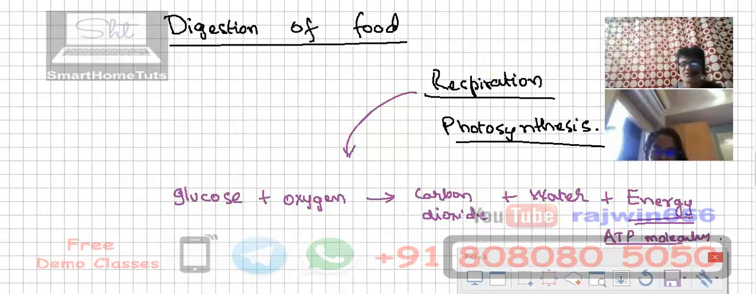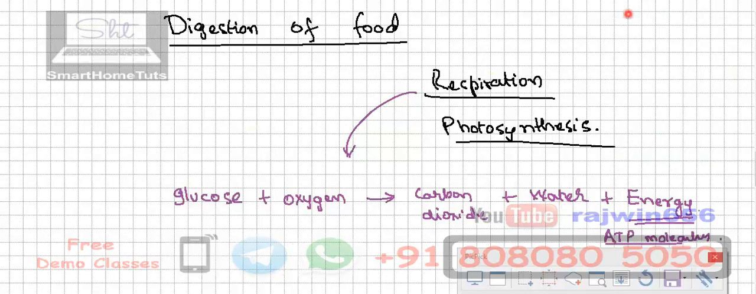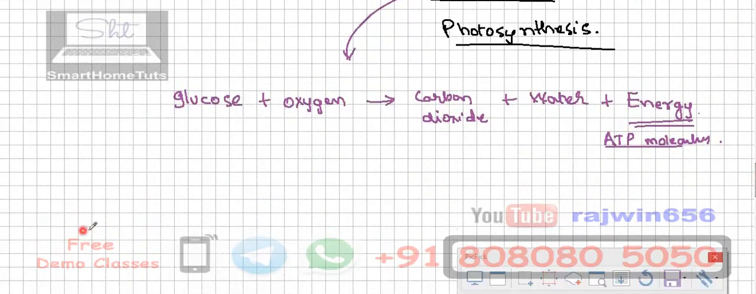Now we are going to write down the formula equation for this. So what is the formula of glucose? We have done this. The formula of glucose is C6H12O6.